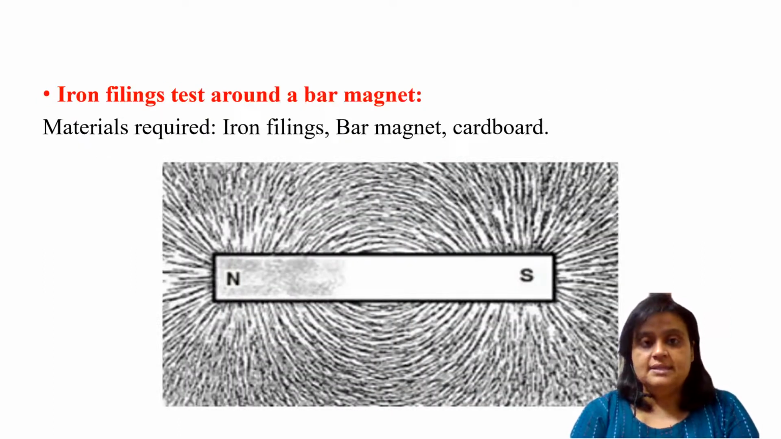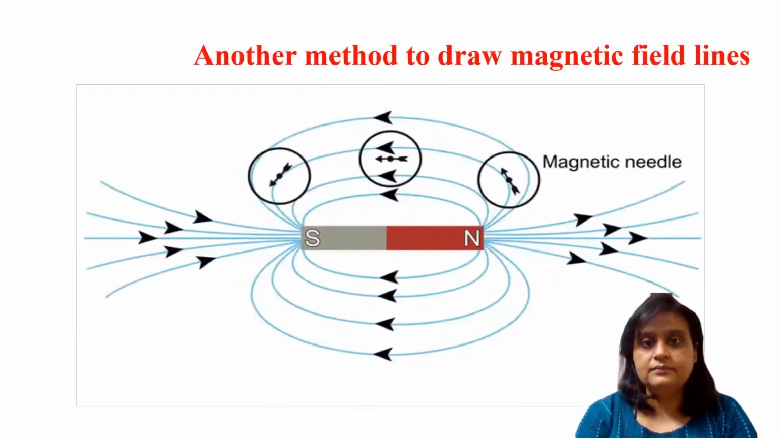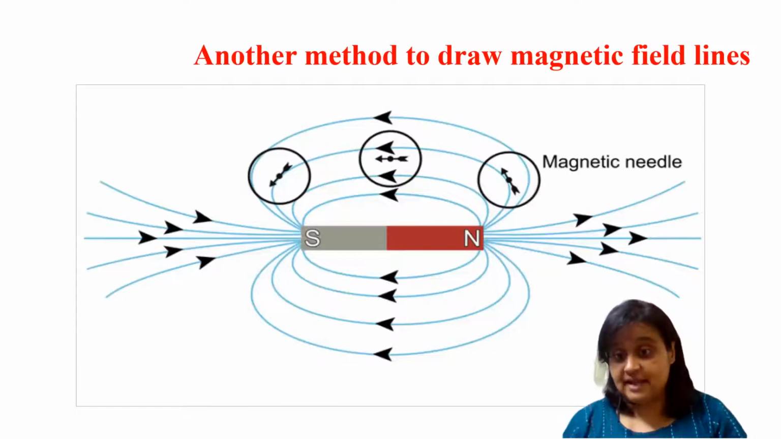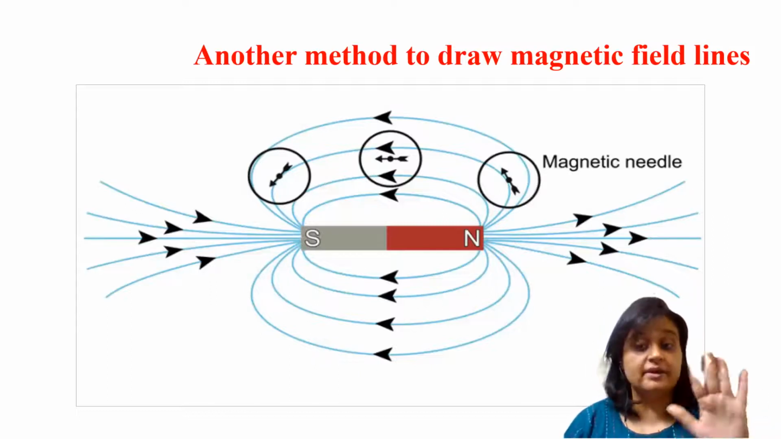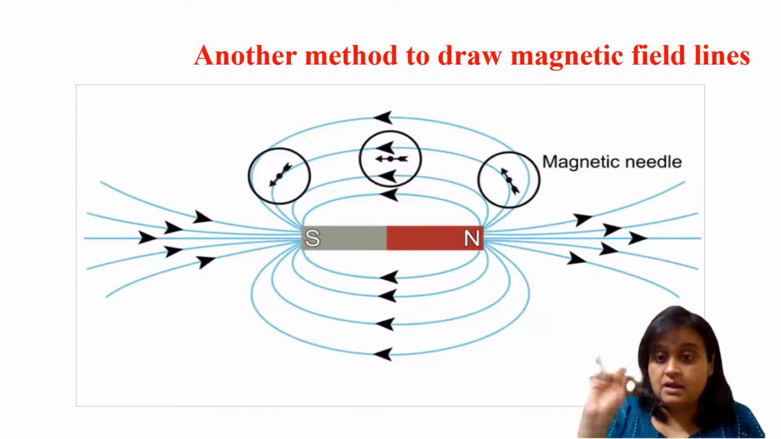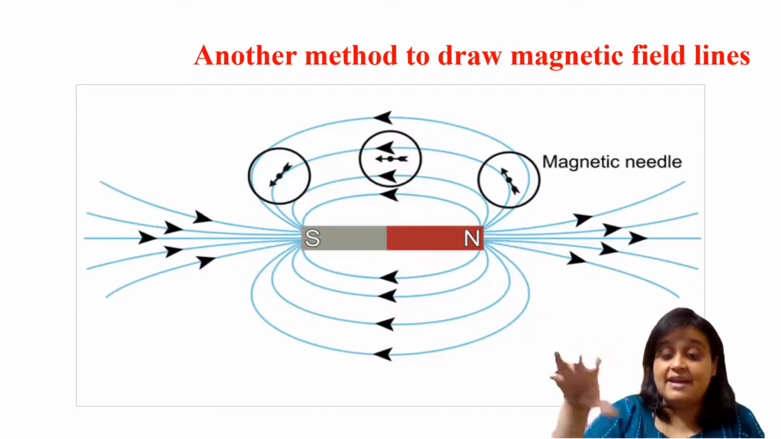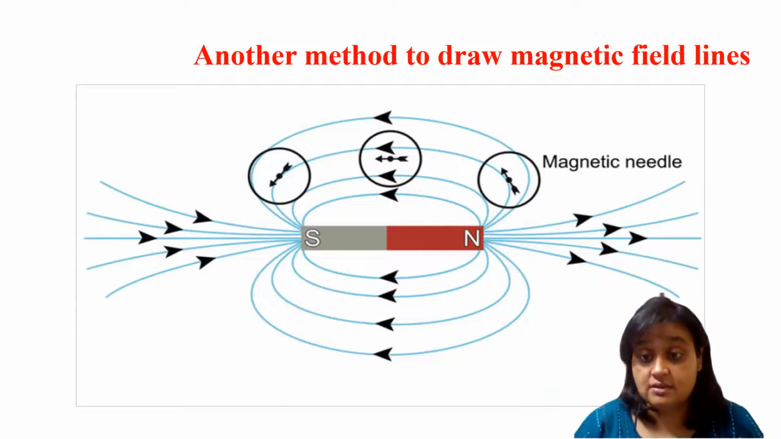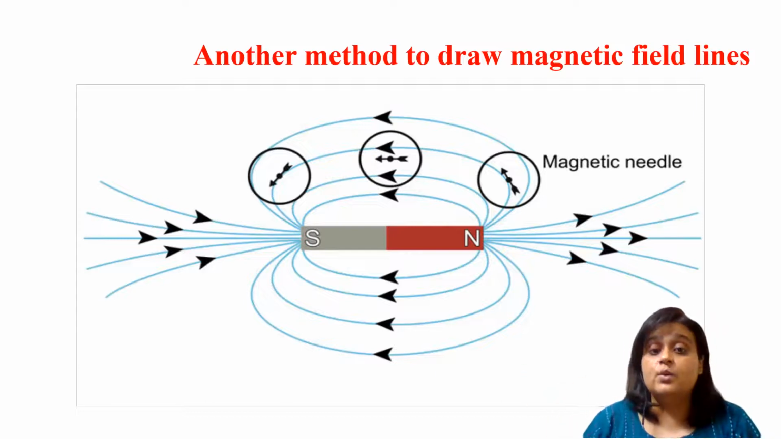Okay, the next is another method. There are two methods actually. If you go through the NCERT book, it is given in that as well. So one method is you just sprinkle some iron filings around the magnet, and you will see the effect. The second is what you can see.